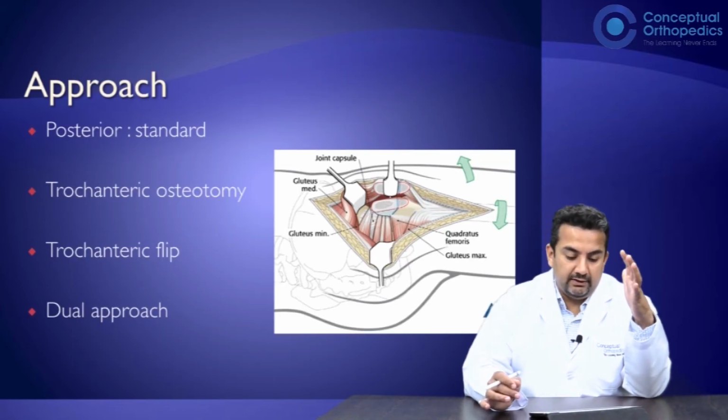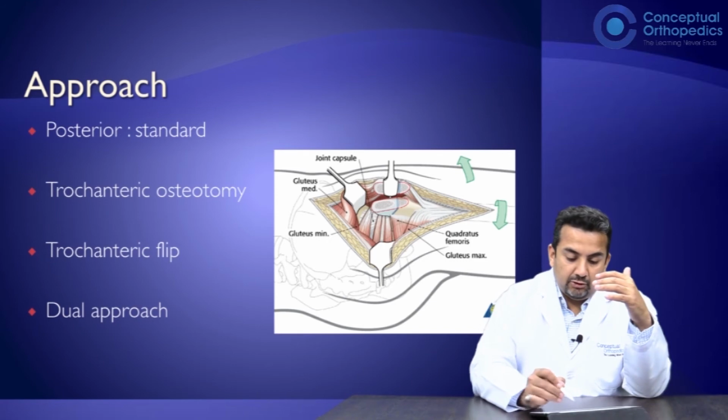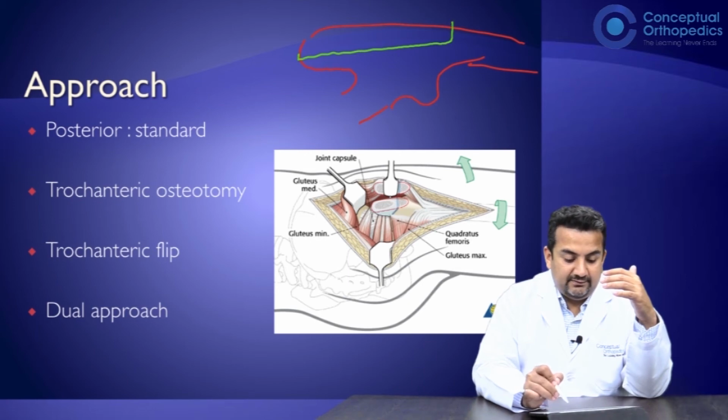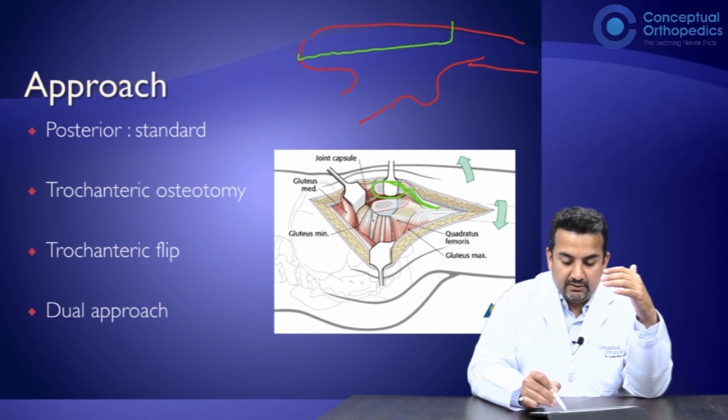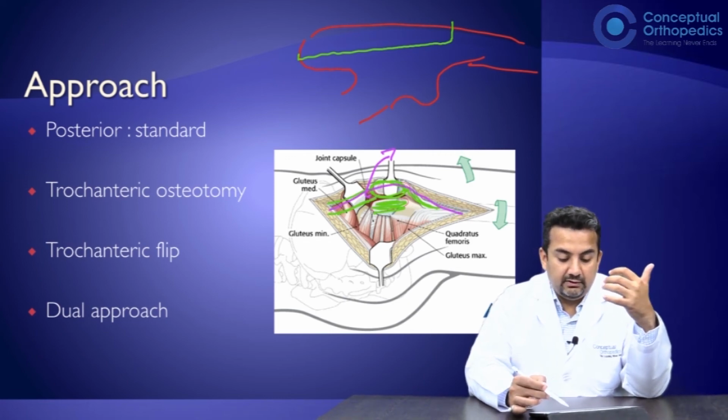So what are the approaches you can take? You can take the standard posterior or the Moore's approach. Another is the trochanteric osteotomy, where, if this is the trochanter here and this is the neck you have here, you can just cut the trochanter like this. In a flip osteotomy, you can see the vastus lateralis is attached here, this is the trochanter part, and this is the glutei. So they have cut the trochanter here and flipped it as one single piece along with the muscles attached. This is a trochanteric flip osteotomy, which can give you a clear exposure of the acetabulum posteriorly, superiorly and anteriorly as well.